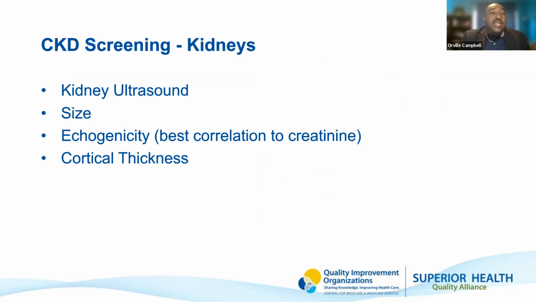CKD screening for the kidneys, kidney ultrasound. What am I looking for? I'm looking for size. Big kidneys can indicate infection, such as pyelonephritis, or it could indicate amyloid. Myeloma kidneys tend to be huge, right? So not only the size, but the echogenicity. In other words, they should look kind of dark in color, but when you start to see the snowflake type pattern or a white pattern, it indicates scarring or an increased echo pattern consistent with chronic kidney disease.